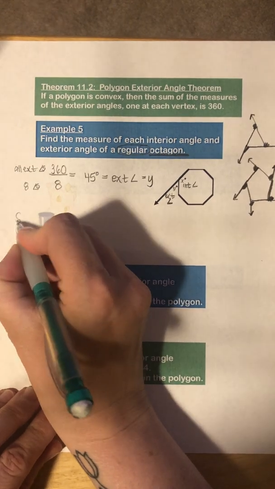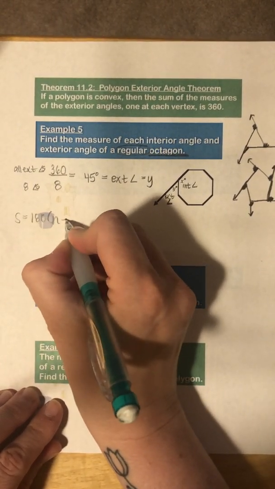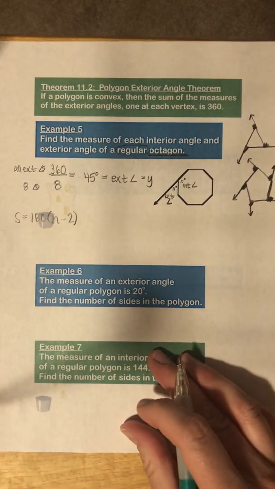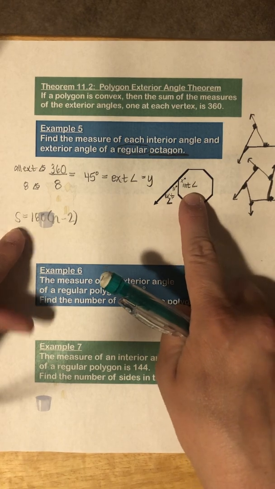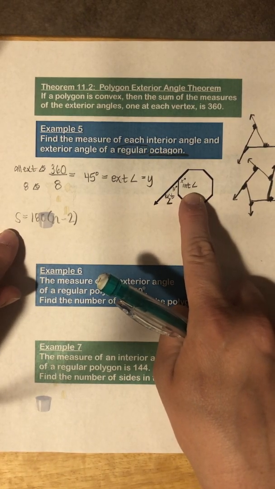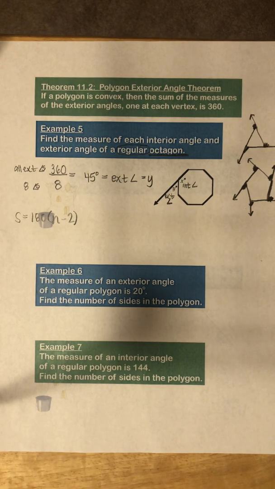We could go back to this formula, S equals 180 times (N minus 2). We could find out how many degrees there are inside of the shape, and then we could take that number, whatever we get, and divide it by 8, because that would tell us how much one single angle is instead of all 8 of them together.